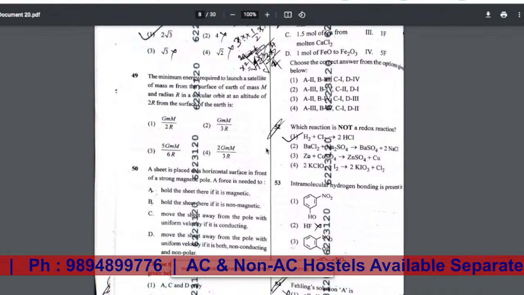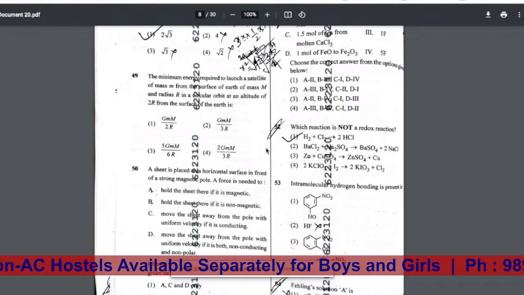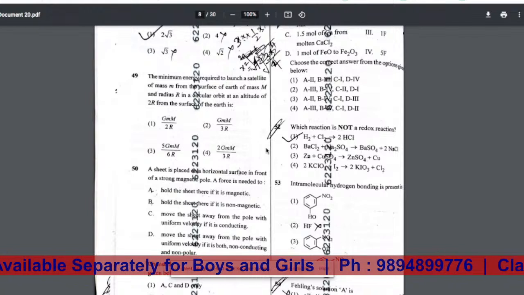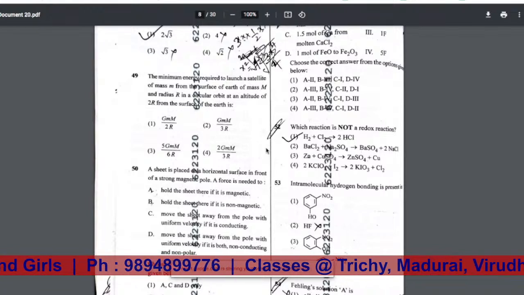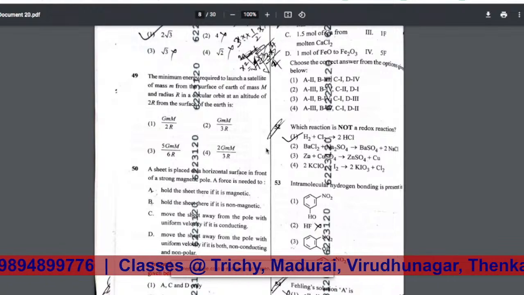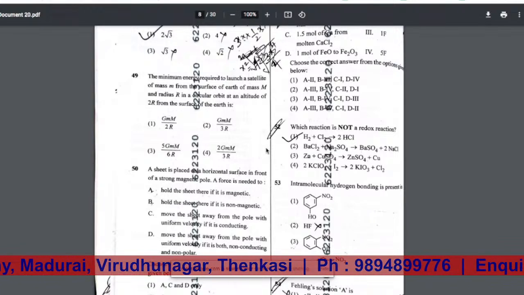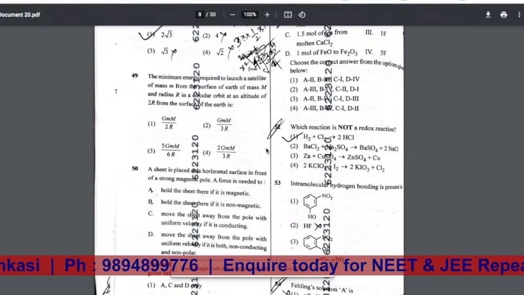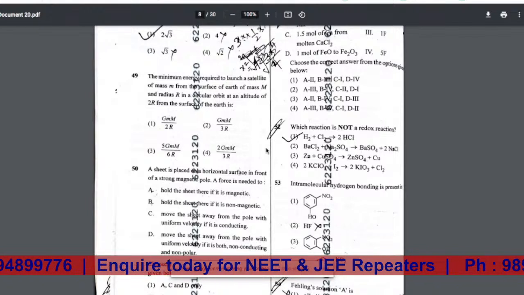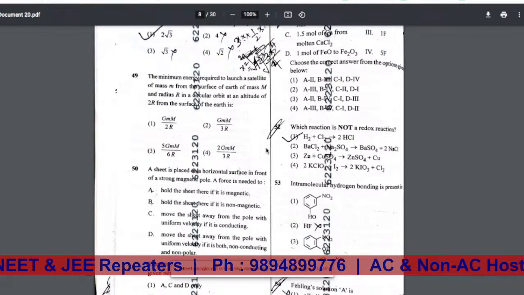Now the third option we will check, zinc plus CuSO4 gives zinc sulfate plus copper. So zinc's charge on the reactant side is 0, and in copper sulfate, copper's charge is +2, sulfate charge is -2. If we check the product side, zinc is +2, sulfate -2, copper 0. It means zinc's oxidation state changed from 0 to +2, means oxidation. So we can say this is a redox reaction. Last, if we check, the last is also a redox reaction.